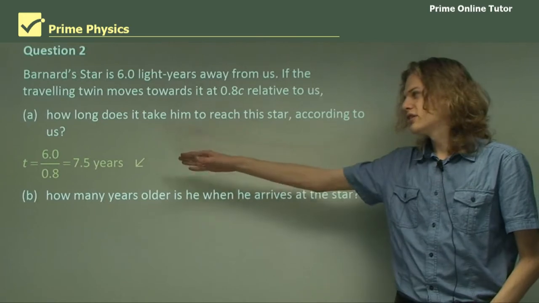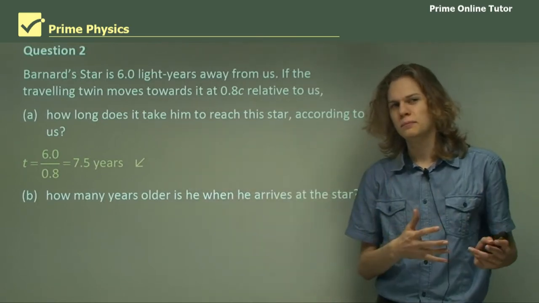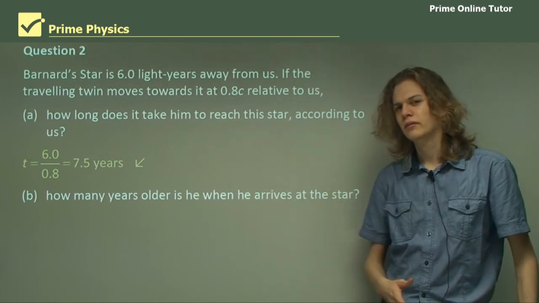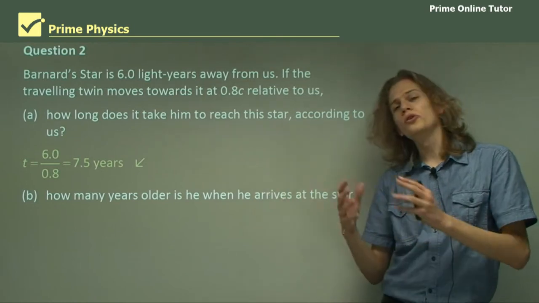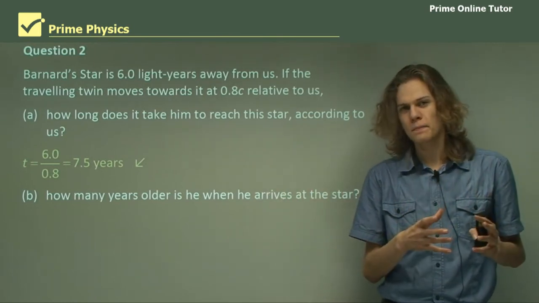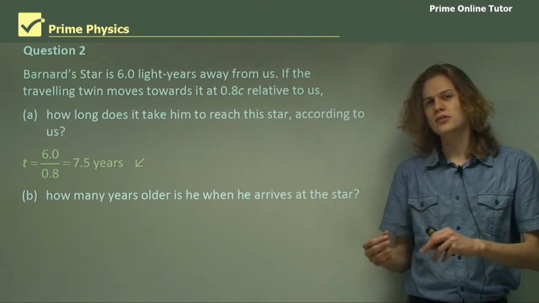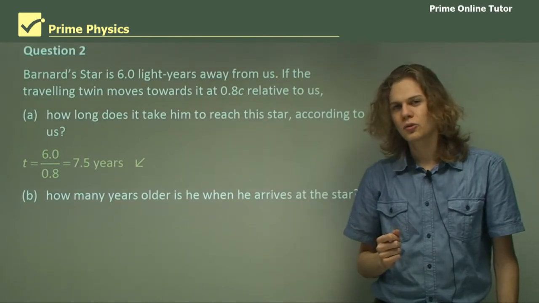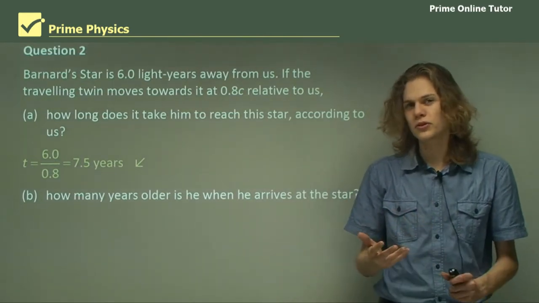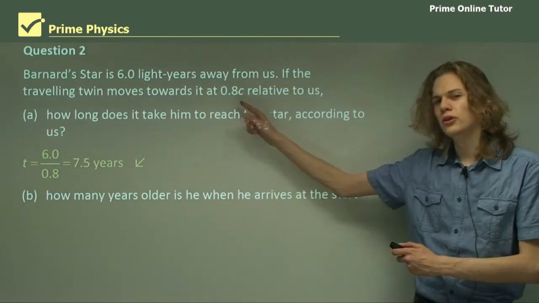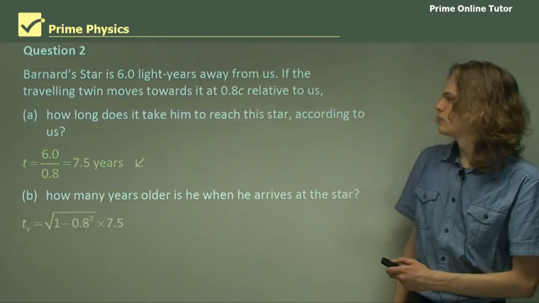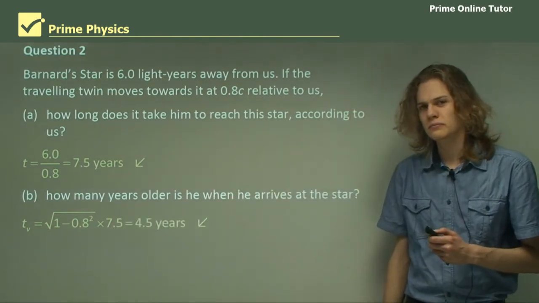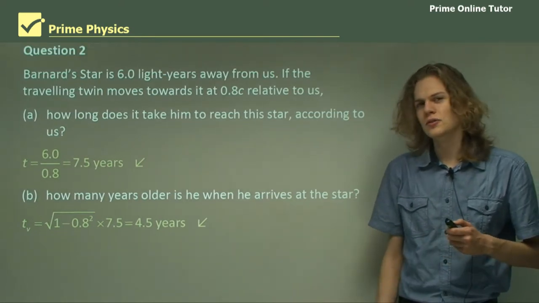So this 7.5 years is our t_v, the time that it takes for a very, very fast-moving object to reach its destination. What we want to find is the time in the rest frame. The rest frame time is given by t0. So we have t_v, we want to find t0. We can use our equations of relativity to solve this using just this 0.8 c. So putting in 0.8 into our equation, we end up with an answer of 4.5 years. So Barnard is 4.5 years older when he arrives at the star.